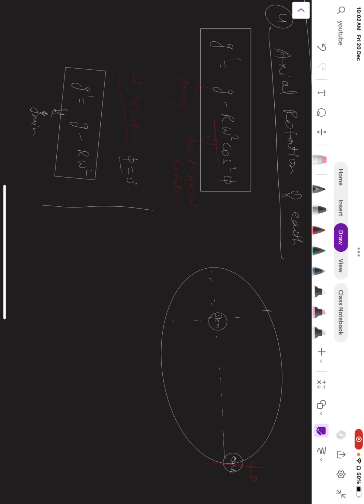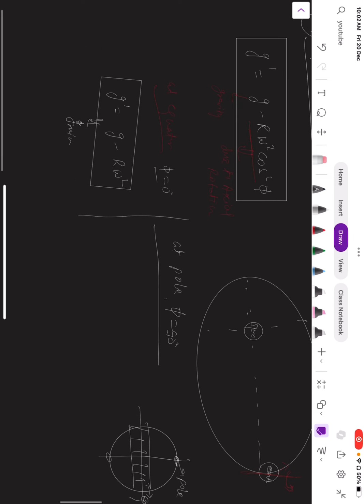Now at the pole, phi becomes 90 degrees. If I draw this, this is the north pole and south pole, and this becomes the equator.